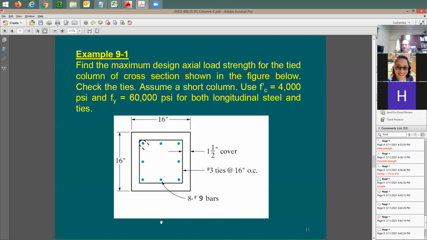Column 16 by 16. So to find out A sub g, it is going to be 16 times 16. Number 9 rebar, how much is A_s for one rebar, which is A sub b? Someone help me here. Yes? 1 square inch. Yeah. How about A_st for the column? 8 bars. Yeah, exactly. How about A_g? I'd like to do here also A_g. What's the equation for it? 16 times what? 16. This gives you how much? 256.